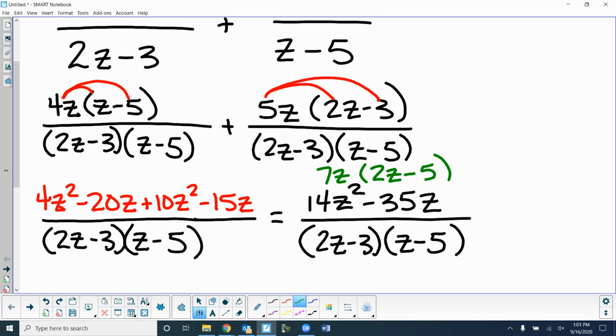So either one, if you have the 14z squared minus 35z over this, or if you have it factored over this, either answer I would accept. But we always got to check that, because there could be a time that there is a factor in the top and the bottom that we could cancel and reduce to simplify it some more. Does that make sense? Any questions?